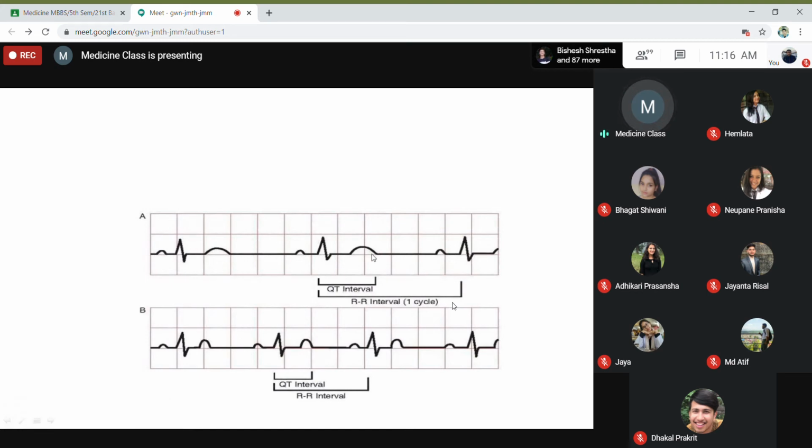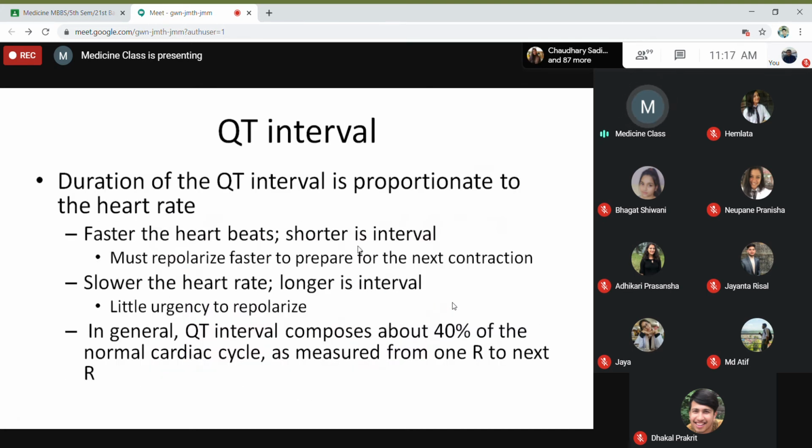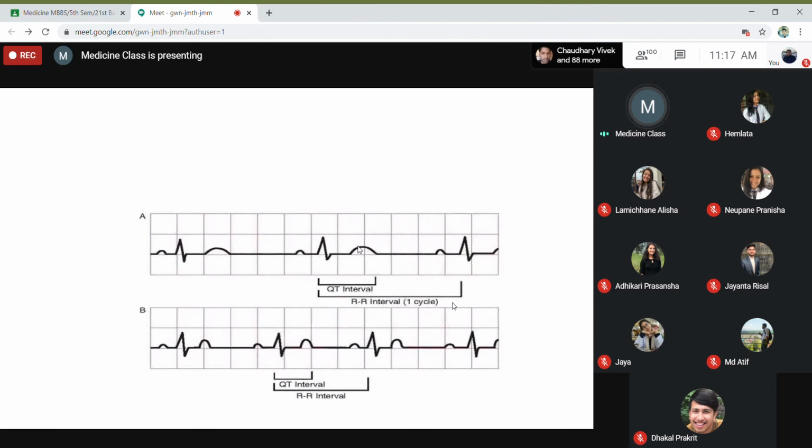So you may sometimes have to correct QT interval, and you can do it with different formulas, but the mostly used formula is called Bazett's formula, and that is QT interval divided by square root of RR interval. So RR interval is from here to here. So you put QT interval divided by square root of RR interval, then you will find the corrected QT interval.